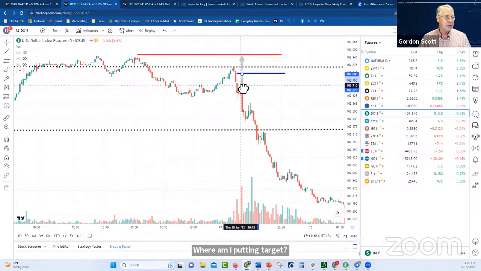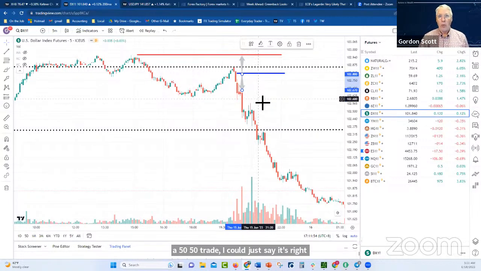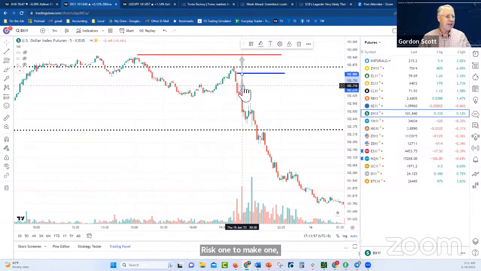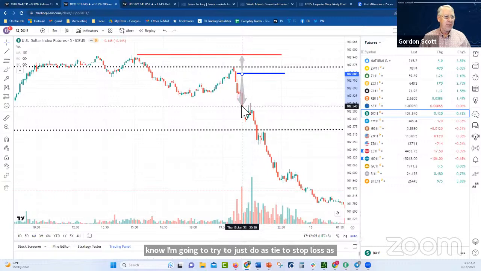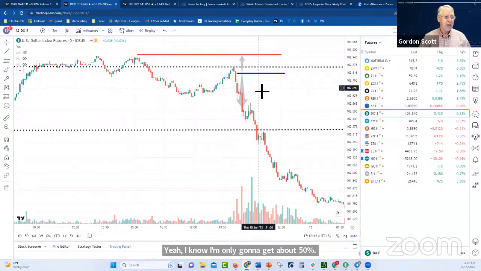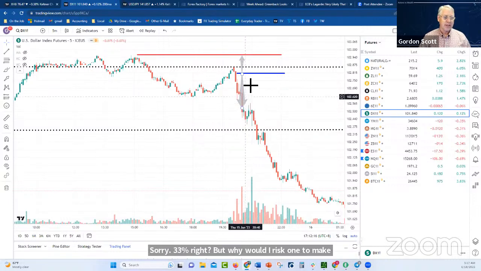If I just want to do a 50-50 trade, I could just say it's right here, right? Risk one to make one. But what if I said instead, I'm going to try to just do as tight a stop loss as I can, risk one, try to make two. Yeah, I know I'm only going to get about 33% right. But why would I risk one to make two, something twice as far away?